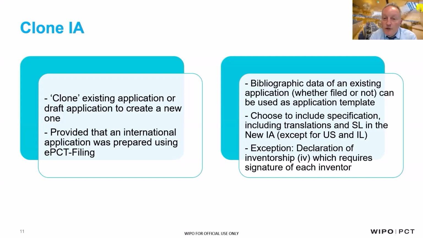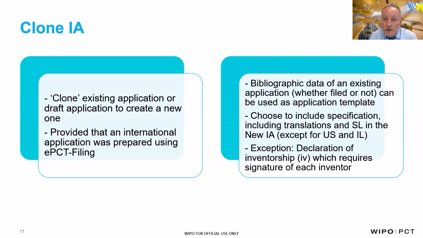Then you can choose to include the specification, including any translation, and sequence listing into the new draft international application. Then the only document which will not be cloned will be the declaration of inventorship, which requires the signature of each inventor. So meaning that you will need to redo a declaration of inventorship.